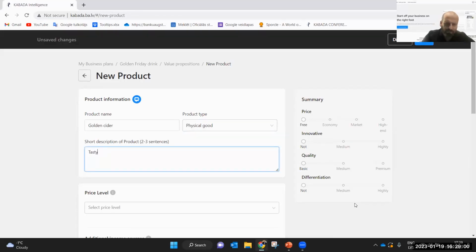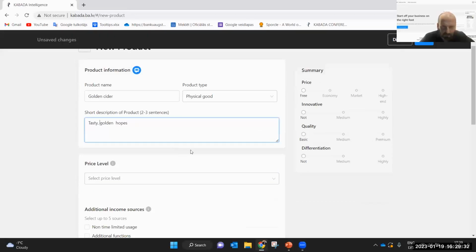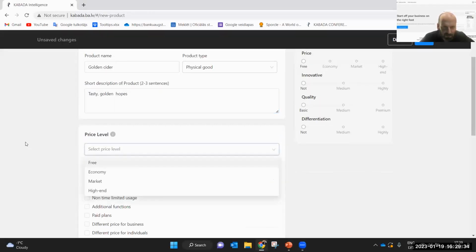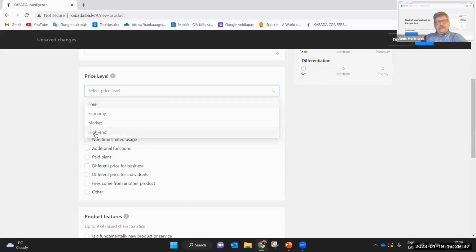Tasty. What else? Tasty, golden, and with hops. Hops, without the W. And with hops. Okay. Good. So, price level: high end.